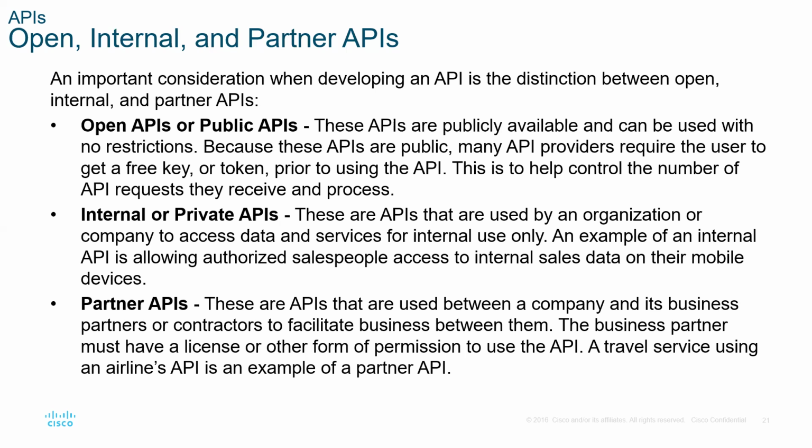Then we have internal APIs. Those are within organizations. An example being an API allowing authorized salespeople access to internal sales data on their mobile devices. In simple terms, a private API is for the organization. No one else has access if not from within the organization.